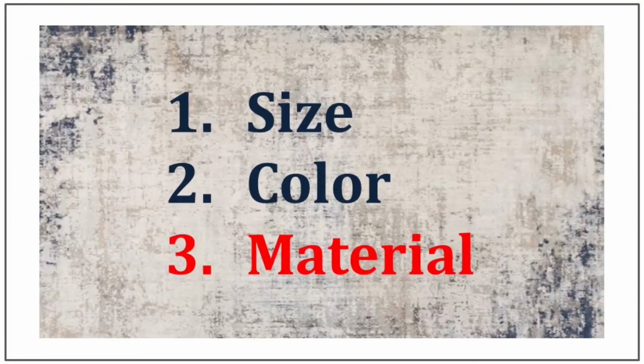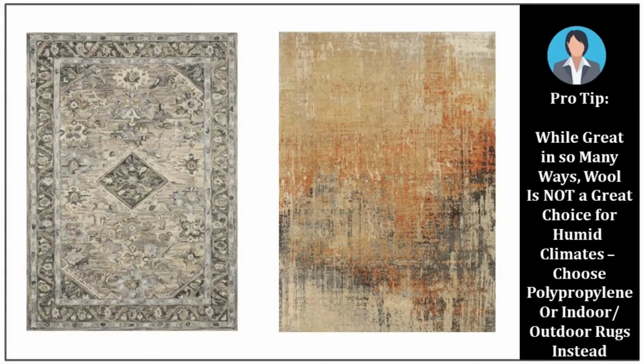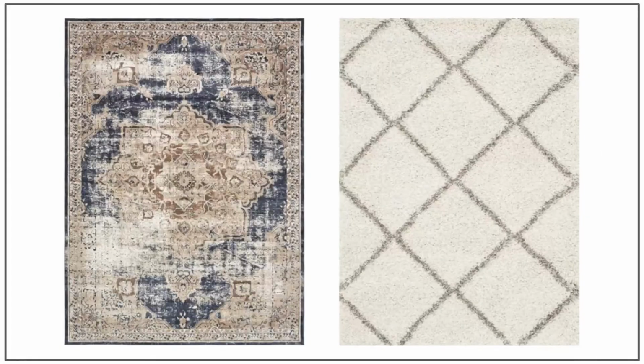In terms of the material for your rug, there are so many materials out there, and choosing a material should be based on your style as well as functionality. So first, let's talk style. A wool rug, generally considered the gold standard for quality, works with just about every style out there. You can find wool rugs at different price points, from a couple of $100s to tens of thousands of dollars. Synthetic rugs like polypropylene, a much less expensive option, also look great generally with every style.